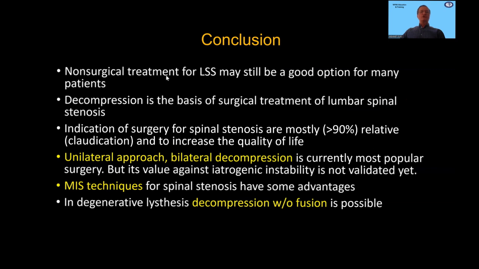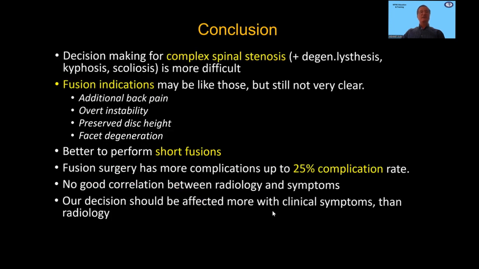In conclusion, non-surgical treatment for lumbar spine stenosis may still be a good option for many patients. Decompression is the basis of surgical treatment of lumbar spine stenosis. Indications of surgery are mostly relative, only claudication, and to increase the quality of life. Unilateral approach, bilateral decompression is the most popular surgery currently, but its value against iatrogenic instability is not validated yet. MIS techniques may have some advantages. In degenerative listhesis, decompression without fusion is still possible.